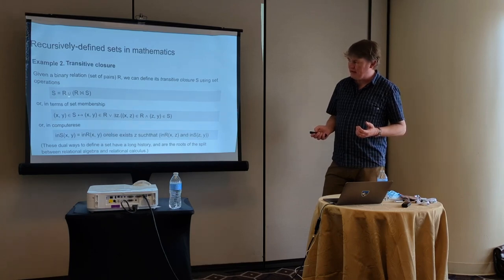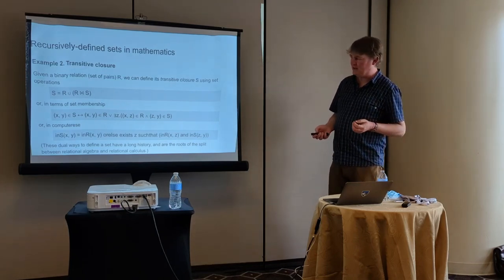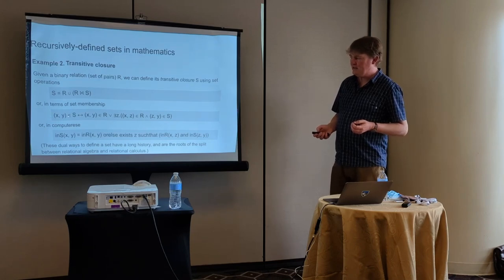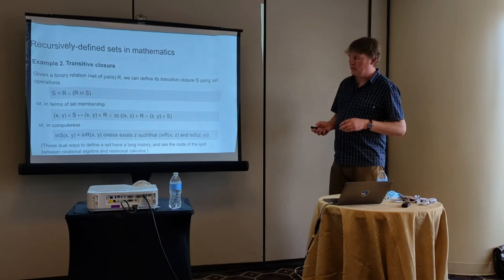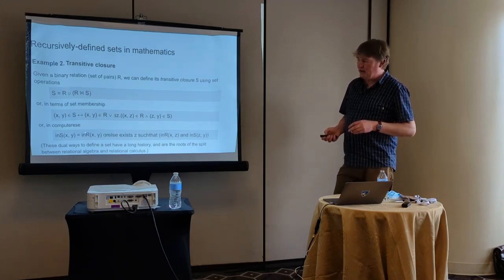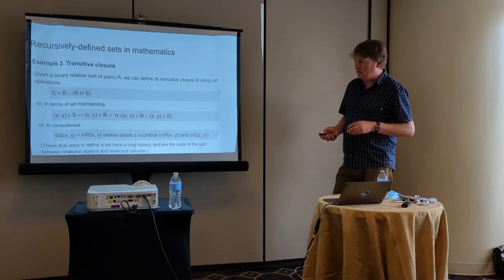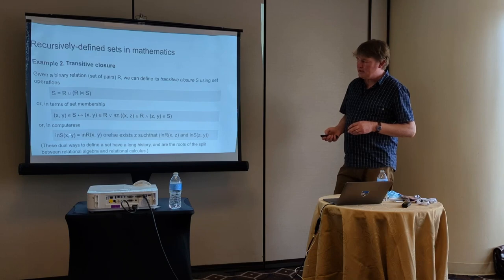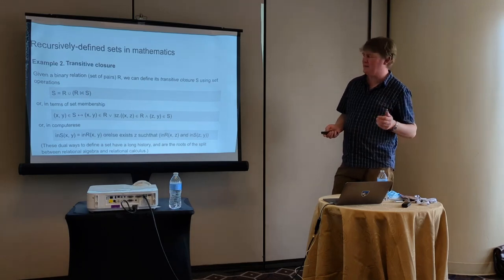There's a parallel way of doing it. Here I'm starting off with sets and applying set operations, union and join. I can do it in terms of logic instead: X and Y is in the set, a Boolean expression, if X and Y are in R, or there's some Z, like city 2, where X and Z are in R, and Z and Y are in S. That's an equivalent statement. One is in terms of set theory, the other in terms of logic. If I convert that into a computer language, replacing this symbol with a for, we get something that looks a little more like a functional language. We'll come back to this in a minute.